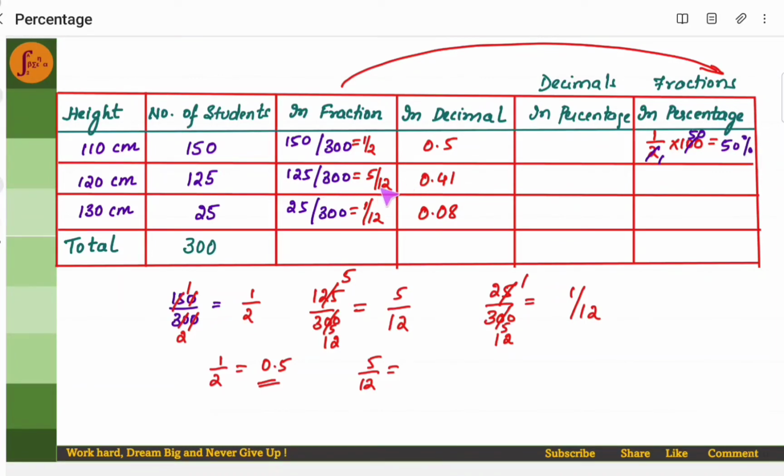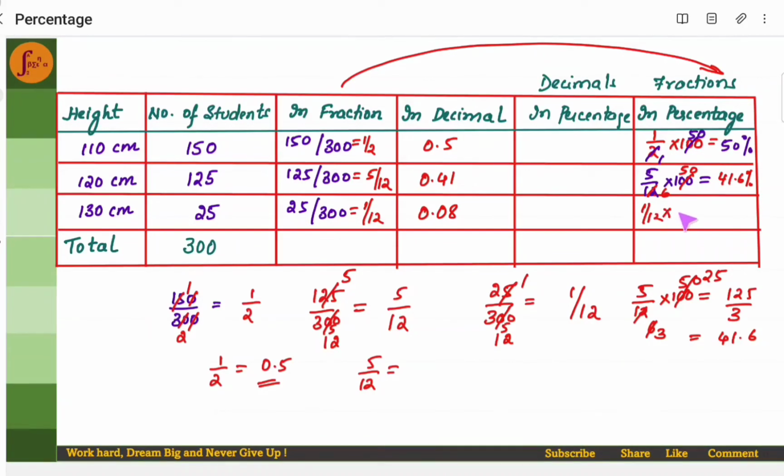Now we'll take another one, 5 by 12. 5 by 12 multiply by 100. So what will I get? 5 by 12 into 100 would be 2 6s are 12, 2 50s are 100, 2 3s are 6, 2 25s are 50. So it will be 125 by 3, which is 41.6%.